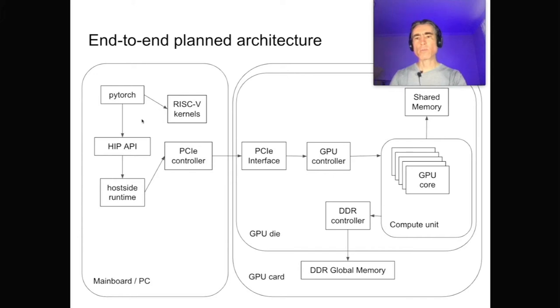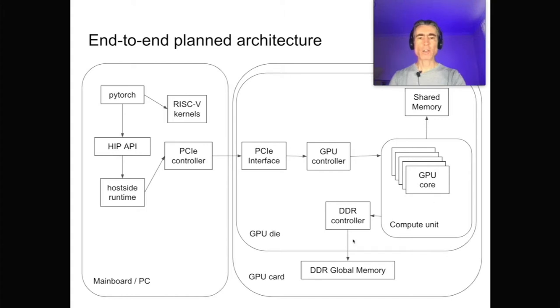On the left, we've got PyTorch. That communicates using a PyTorch API with our host-side runtime. That host-side runtime is going to handle things like virtual memory, transferring data to and from the GPU from the main memory, and launching kernels. That's going to communicate through PCIe to the GPU controller that sits on the die. The GPU controller is going to similarly handle virtual memory, starting and stopping kernels, and so on. We've also got a compute unit, which contains multiple GPU cores.